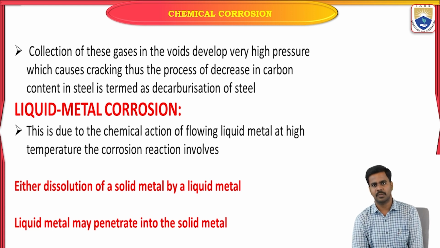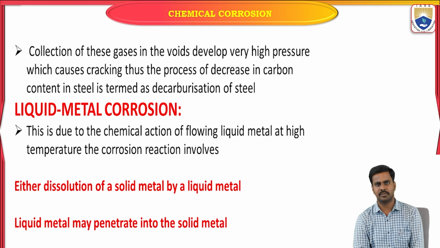These metal oxide layers are generally of types: stable metal oxide layer, unstable metal oxide layer, and volatile metal oxide layer. Depending on the nature of the metal oxide layer, Pilling Bedworth explains the protective and non-protective nature of the metal oxide layers. That is known as the PV ratio. And next, corrosion by hydrogen, that is hydrogen embrittlement and hydrogen decarbonization. And the last one is liquid metal corrosion. So that is about chemical corrosion.